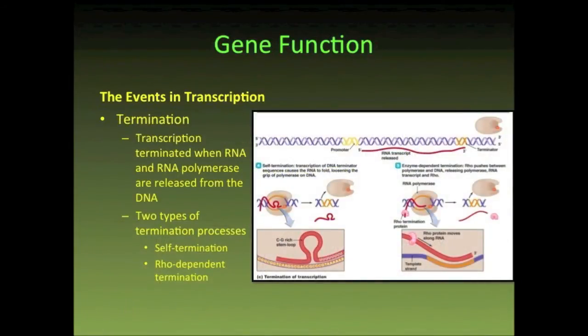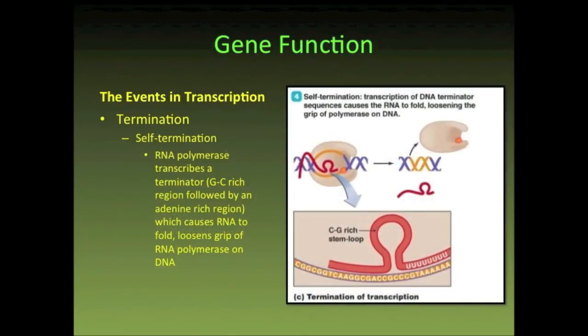Termination of transcription requires that the RNA transcript and the RNA polymerase that are tightly associated with the DNA template be separated from the DNA strand. Bacterial cells have two mechanisms by which they terminate transcription. The first mechanism by which bacteria terminate transcription is accomplished with a self-termination sequence.